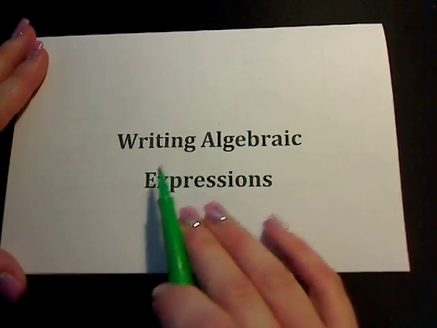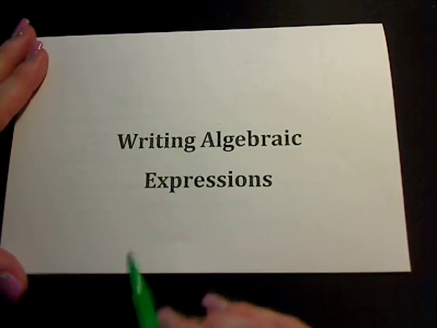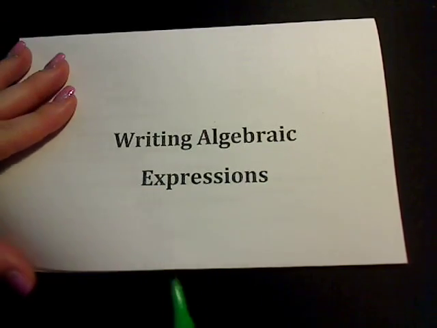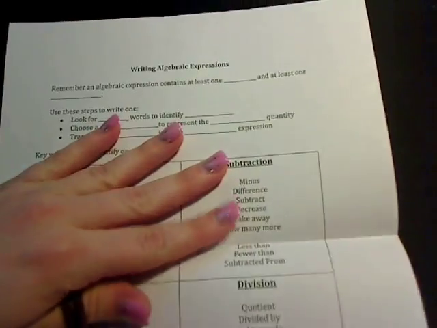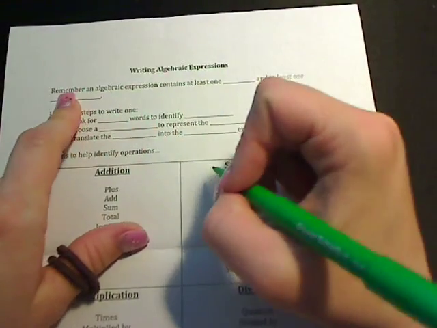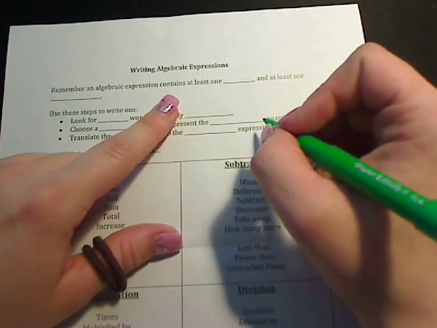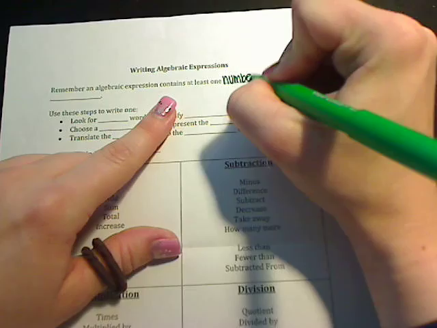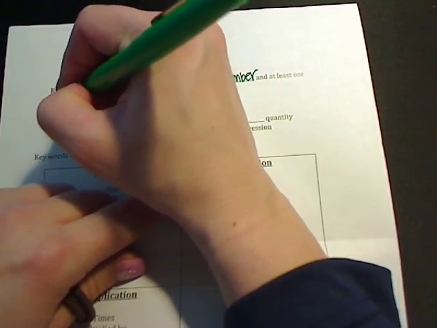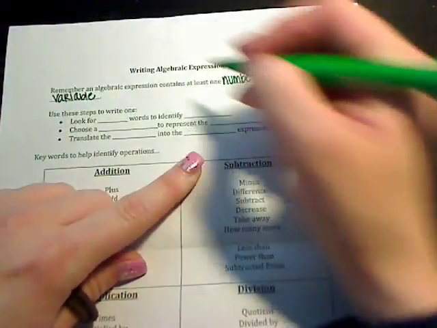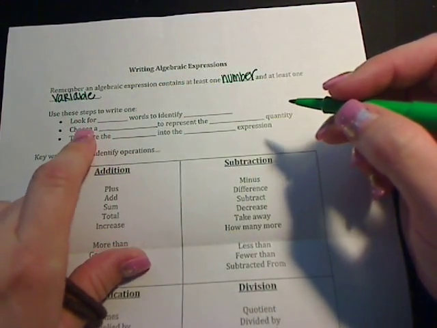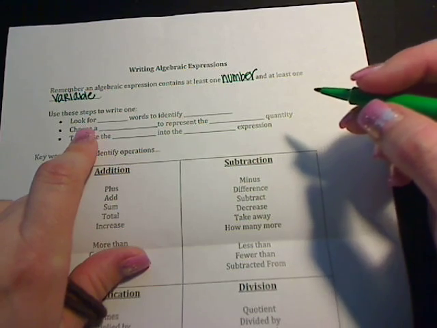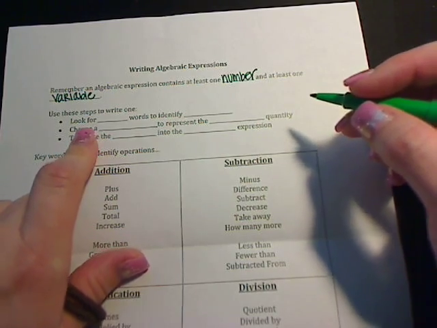These are your notes on writing algebraic expressions in case you were not here on Thursday. So once we open these up, if we look at the top, we're going to start there. It says, remember, an algebraic expression must contain at least one number and at least one variable. Remember, a variable is a letter, okay? So we are going to use the following steps to help us write an expression.